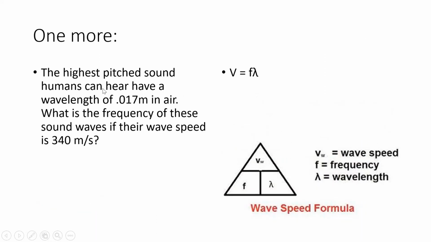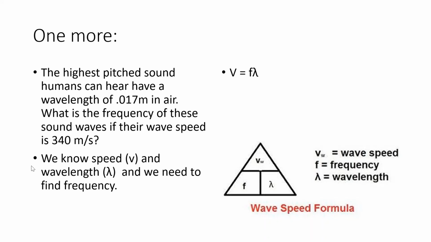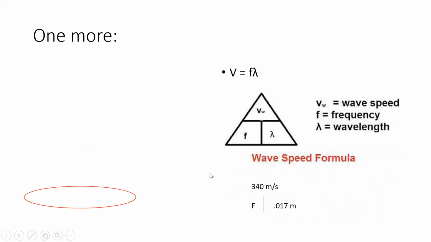All right, one more problem. The highest pitched sound humans can hear have a wavelength of 0.017 meters in the air. What is the frequency of these sound waves if their speed is 340 meters per second? What do we know? We know the speed, and we know the wavelength this time. So we know the velocity and the wavelength. We'll be looking for frequency.